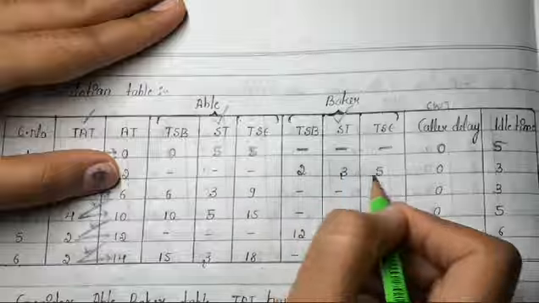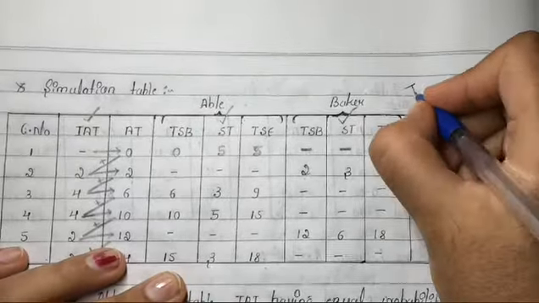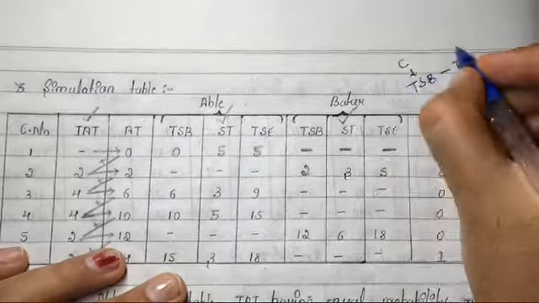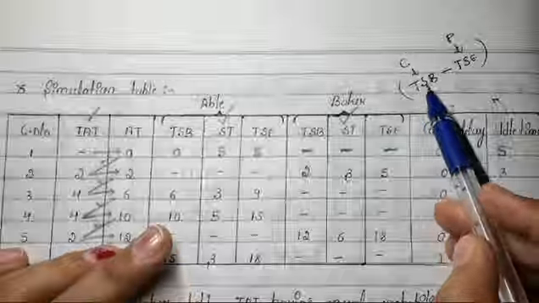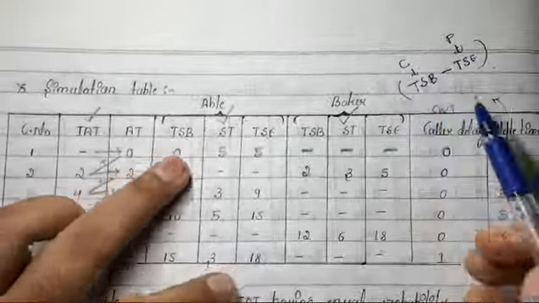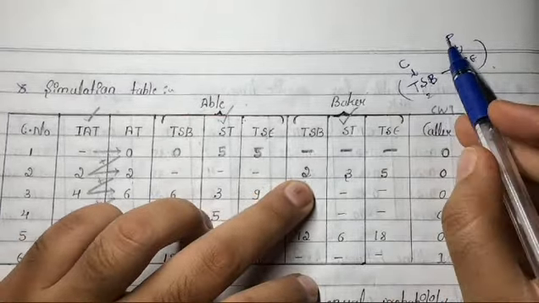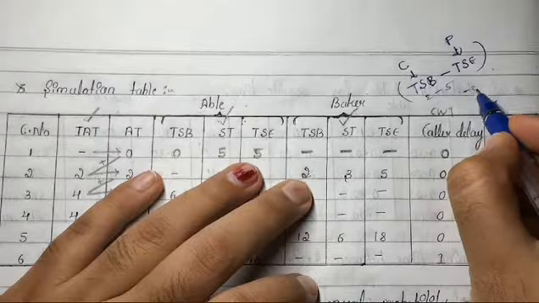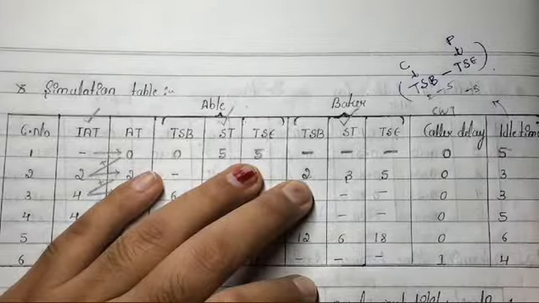That is 2 plus 3, and the idle time can be calculated using the formula: time service begin minus time service end. This is for the current customer and this is for the previous customer. Now, time service begin for the current, second customer is 2, then the time service end for the previous customer is 5. That is 2 minus 5, which is minus 3. You just neglect the sign and write the value here. So the value is 3 for the second customer, and you can calculate for the others also.